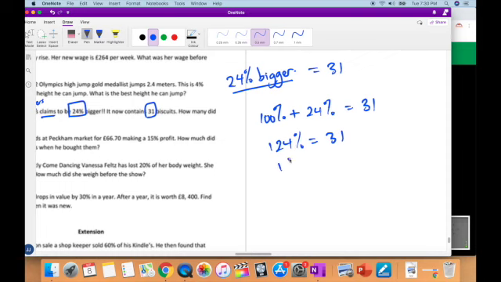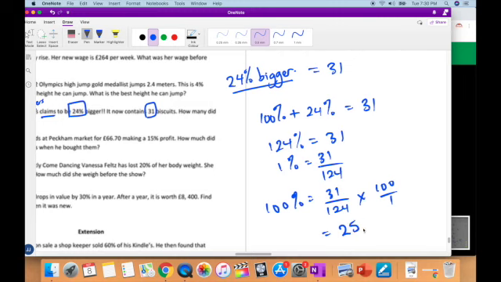So 1% is going to have 31 over 124, and then the original total is 31 over 124 multiplied by 100 over 1. I hope you are writing this stuff down. So 31 divided by 124 multiplied by 100 is 25. So it had 25 biscuits before, and now it has 31, a 24% increase.